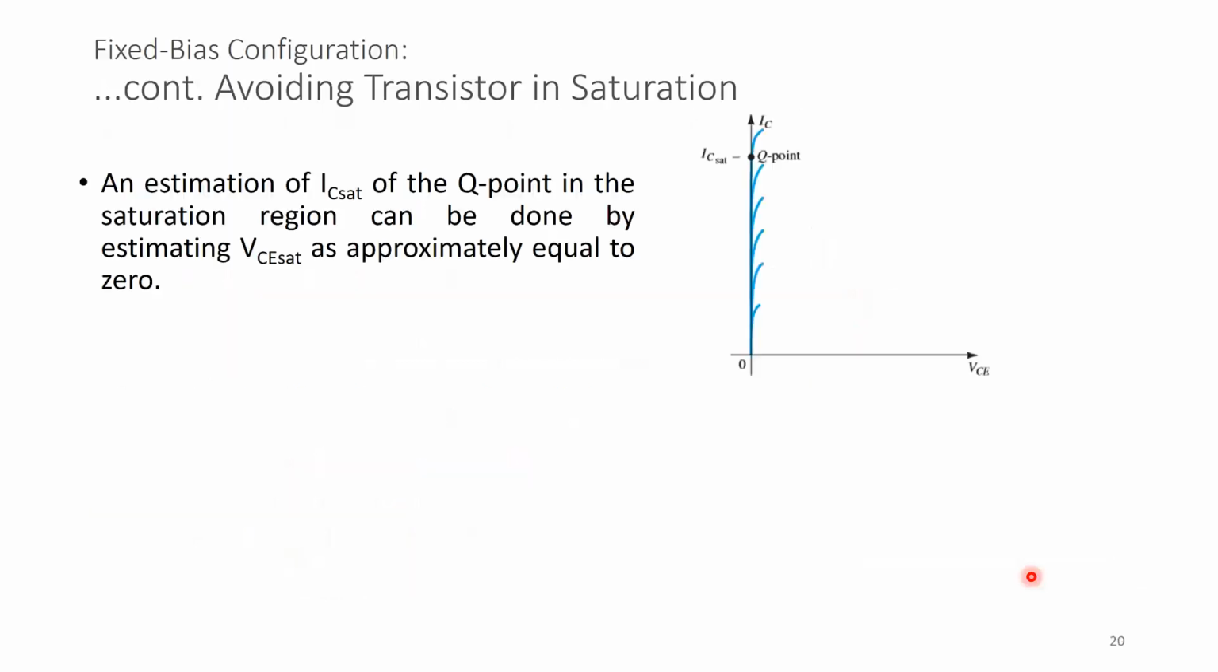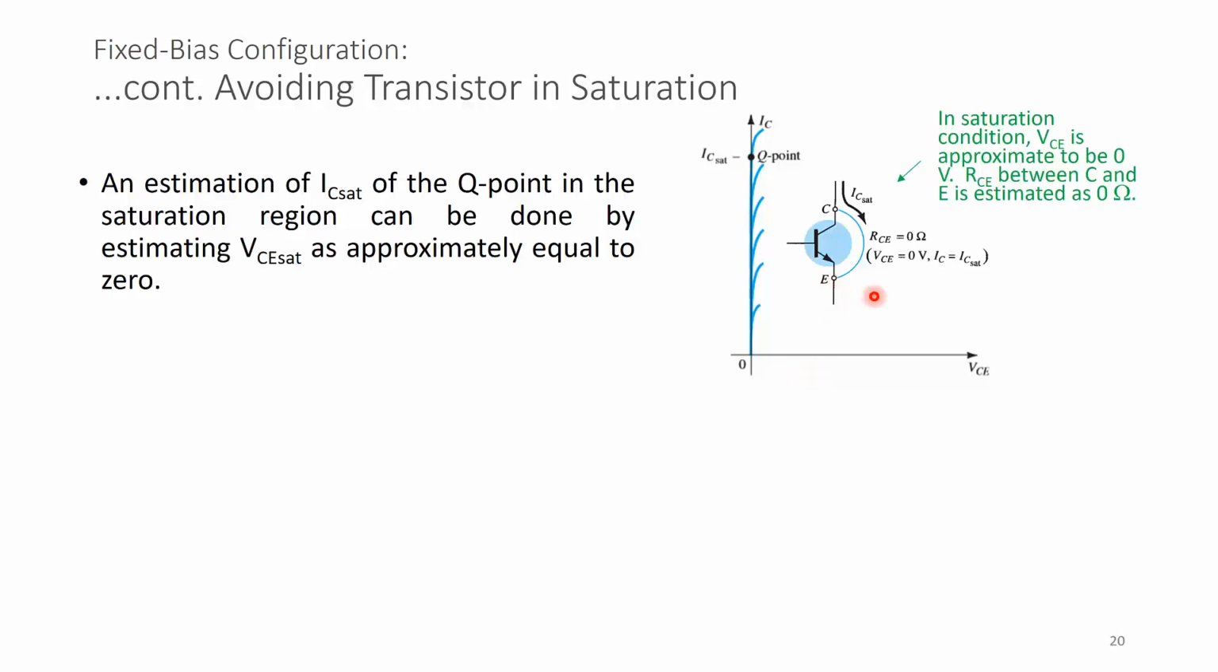An estimation of IC set of the Q point in the saturation region can be done by estimating VCE set as approximately equal to 0, because we know VCE set is going to be a small value. This is slightly different from our earlier diagram, and you can see this in the textbook. We have assumed that VCE set is almost equal to 0, because what we want here is just a rule of thumb. It's not an actual figure, but we know that if it's too close to IC set, then it's not safe to design in that region.